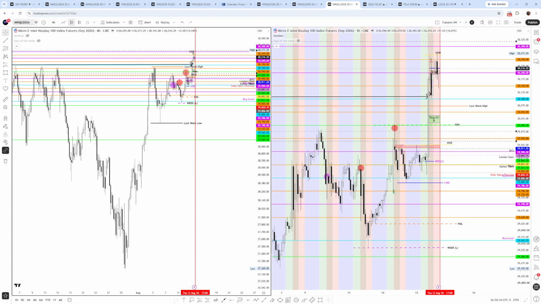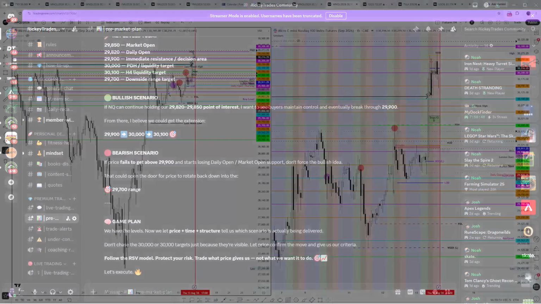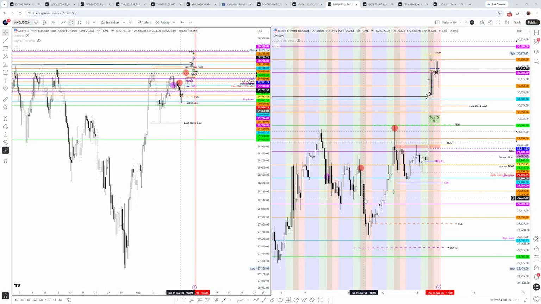Okay, and so game plan. Game plan on this was we have levels now. The price and time structures will tell us which scenario is actually being delivered. Don't chase 30,000 or 30,001 targets just because they're visible. Let's let price confirm and let our criteria play out. Okay, and so that's what we were looking for, right?